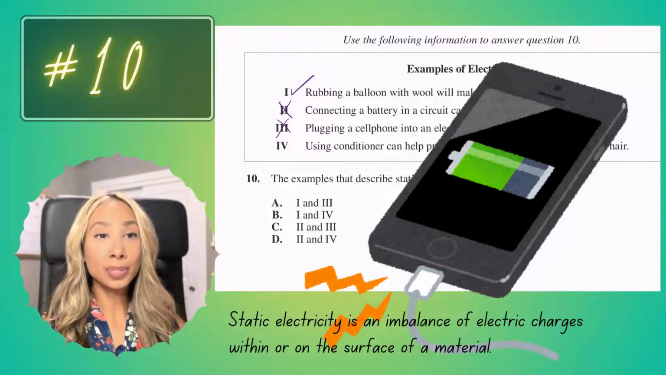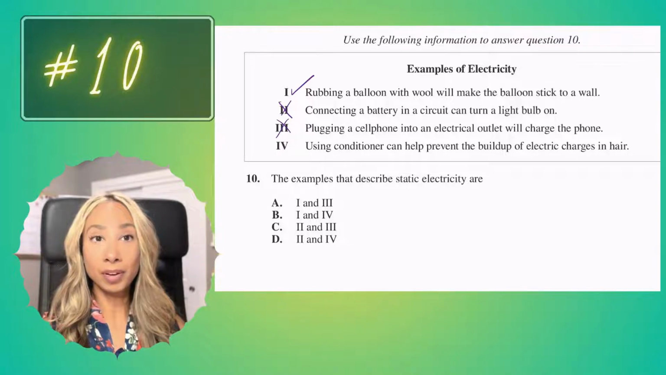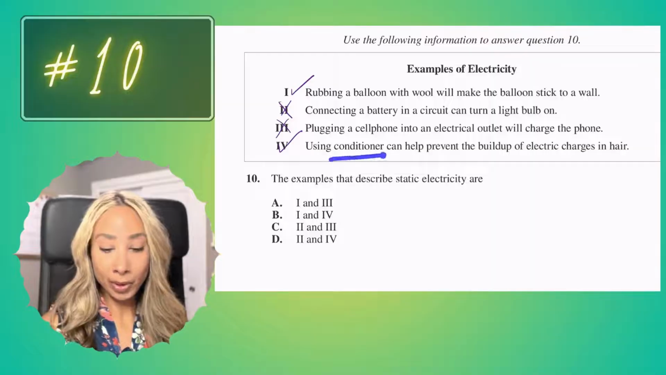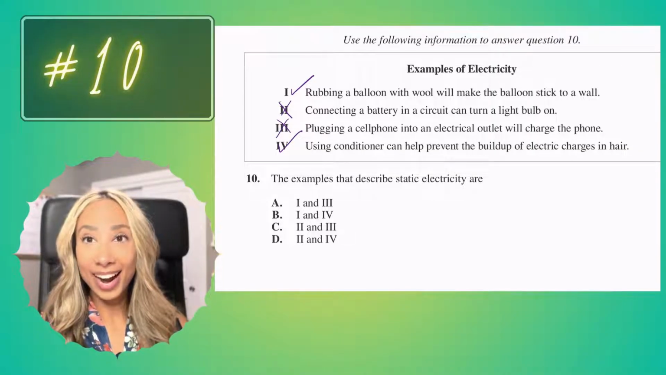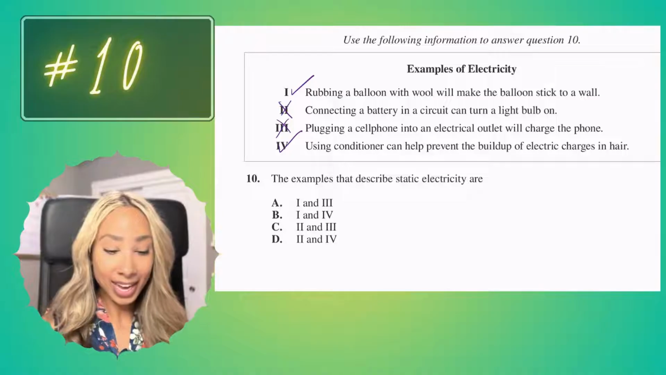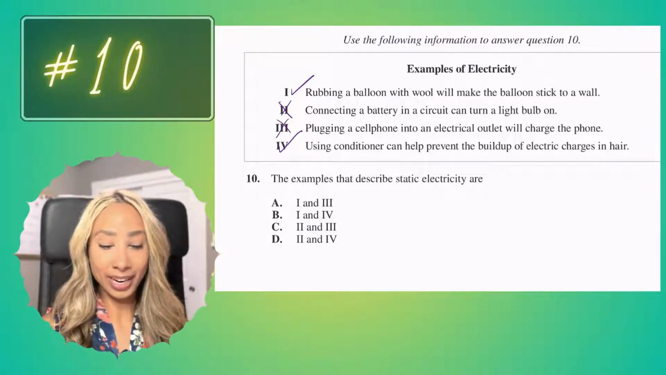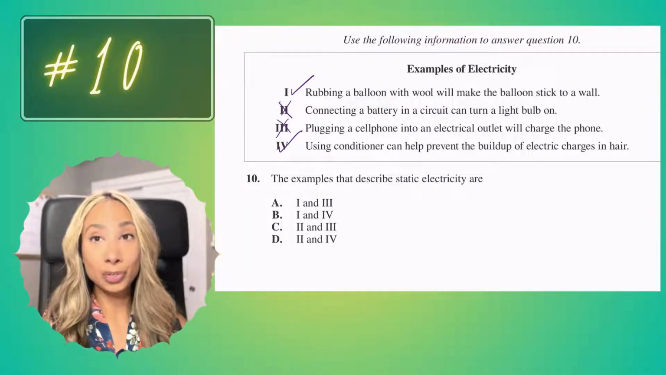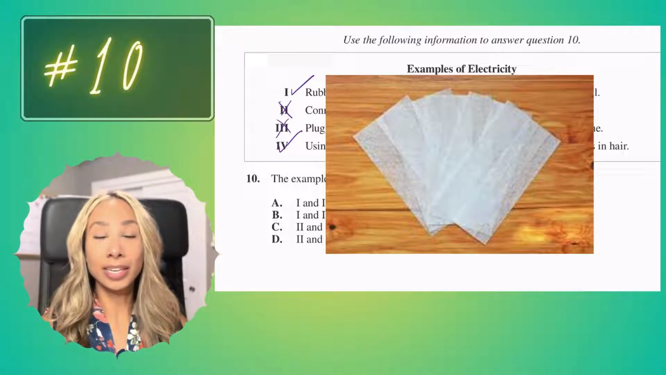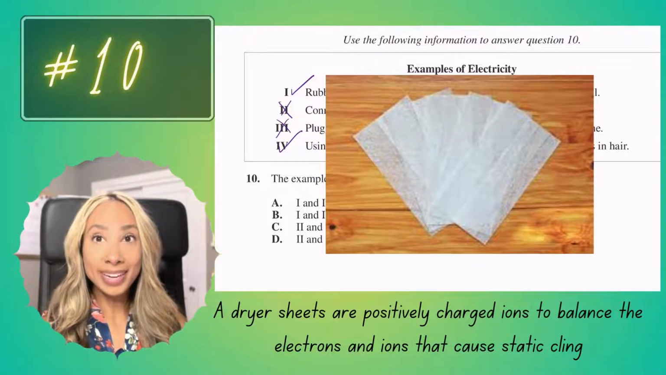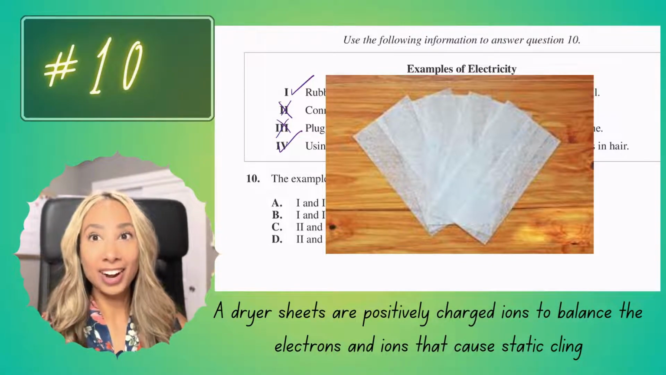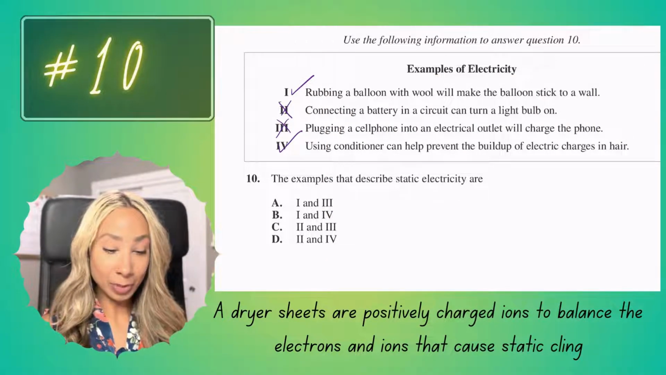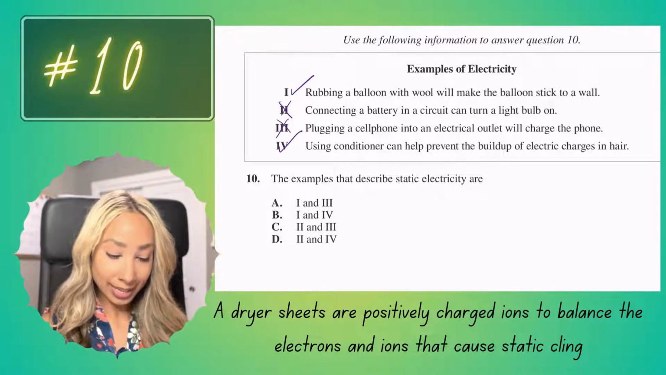Option 4 says using conditioner can help prevent the buildup of electrical charges in hair. That one is definitely true. So to all my people with long hair, when you do have static hair or frizzy hair, conditioner does help. The other one that I want to mention, which is funny, is if you do have static hair, you actually can use a dryer sheet, because a dryer sheet has the opposite charge, so it's able to absorb the unbalanced charges and make your hair not as staticky. So our answer for this one is going to be options 2 and 4, which is letter D.